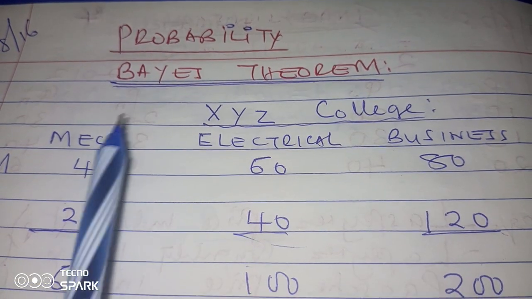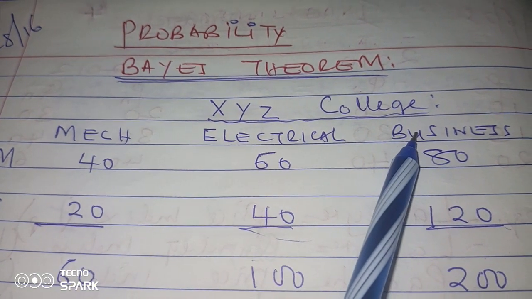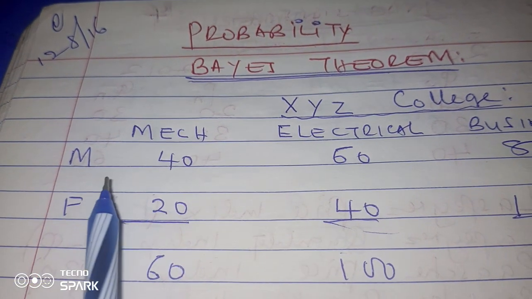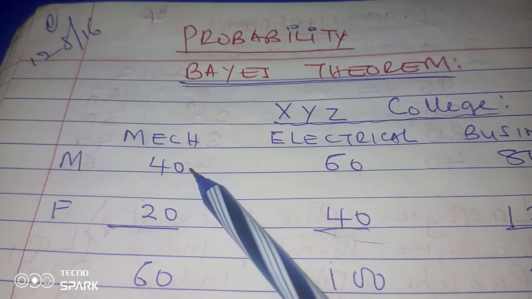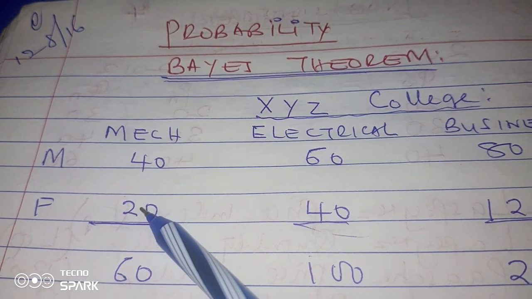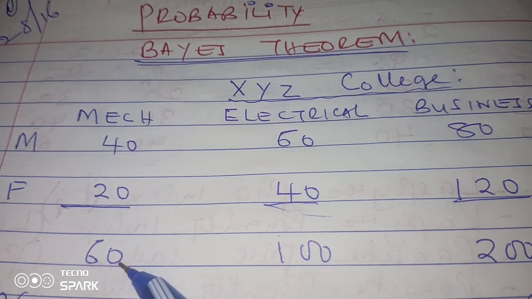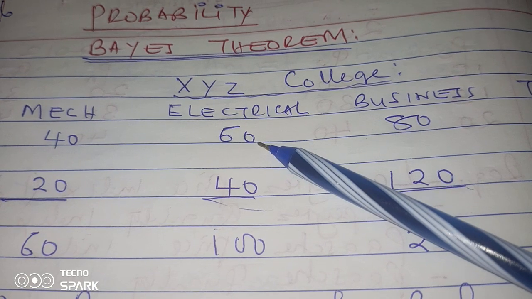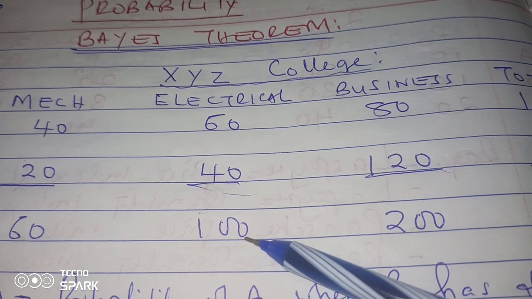There are three departments: the mechanical department, the electrical department, and the business department. We are also told in the mechanical department we had male and female students. We had 40 male students in the mechanical and 20 female students in the mechanical. That forms a total of 60 students in the mechanical department. Again, we can also see from the electrical department we have 60 male and 40 female students, giving a total of 100 students.